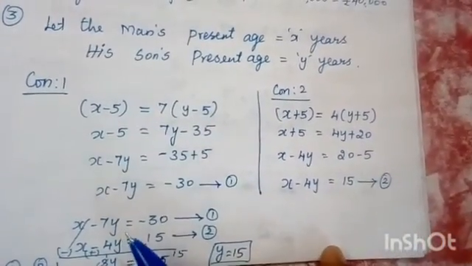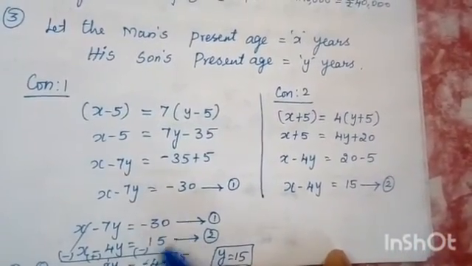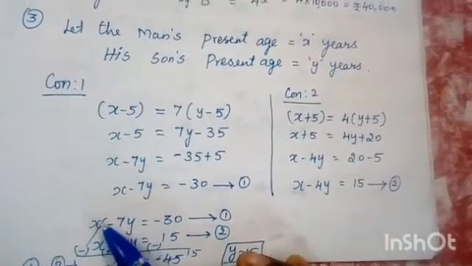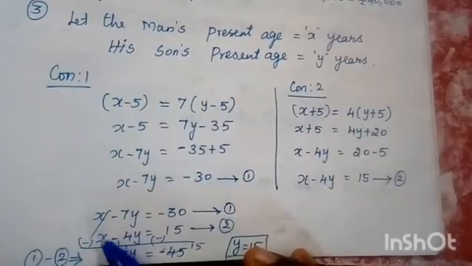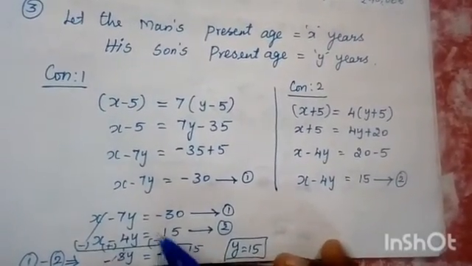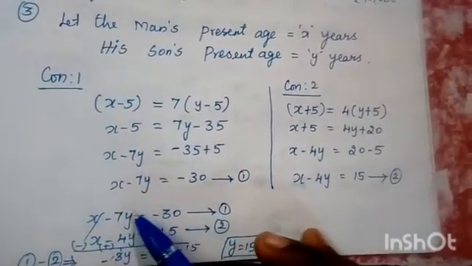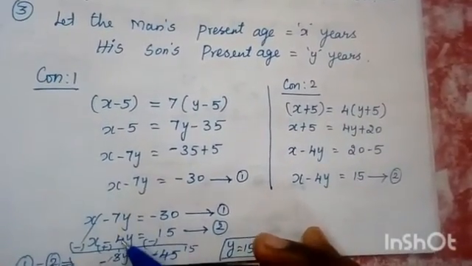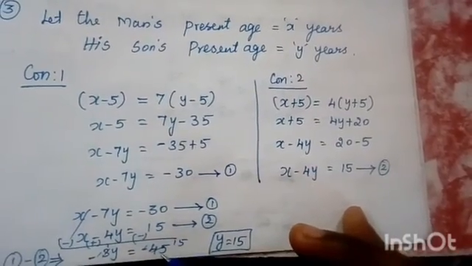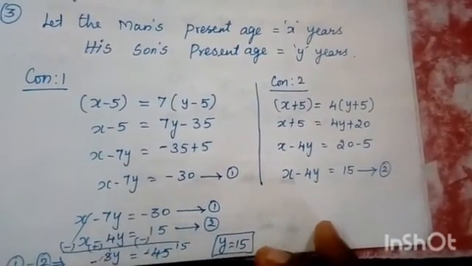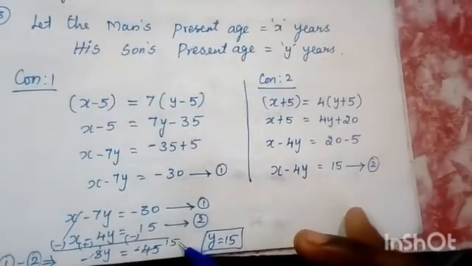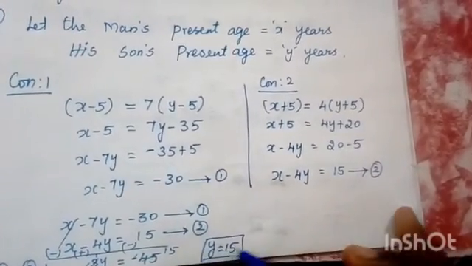Now we have x minus 7y equal to minus 30 and x minus 4y equal to 15. The variable x has the same coefficient, so you have to subtract these two. Minus becomes plus, minus. The x terms cancel. It is minus 7y plus 4y, that is minus 3y. Minus 30 minus 15 is minus 45. The minus signs cancel. 15 times 3 is 45. So y equal to 15.